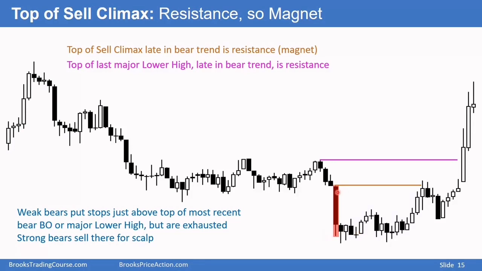And bulls know that this is probably an exhaustion bar, and they'll either buy the close or they'll buy the reversal up or they'll buy a double bottom, expecting the market to go at least a little bit above this bar. Strong bears know the weak bears will give up, but they also know that the bulls will take profits at the top of the sell climax bar, so strong bears will sell for a scalp. Whenever you get a sell climax late in a bear trend, usually the market's going to go at least a little bit above the high of that sell climax bar.